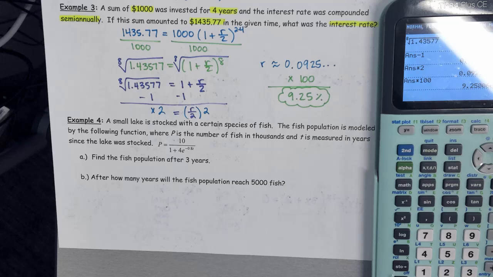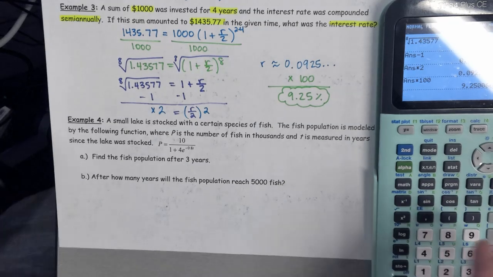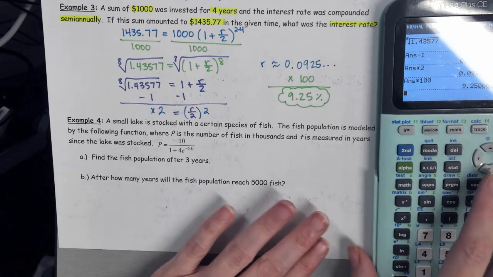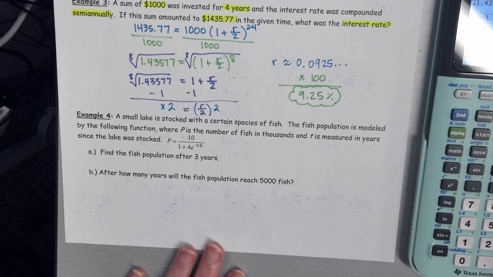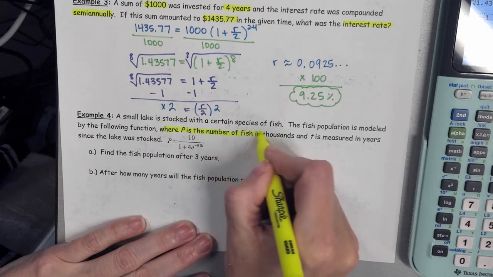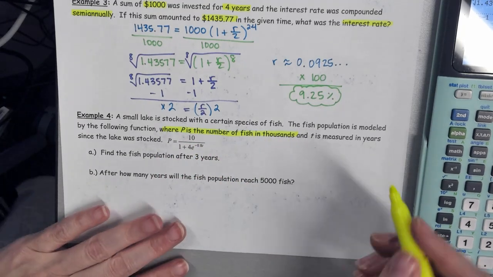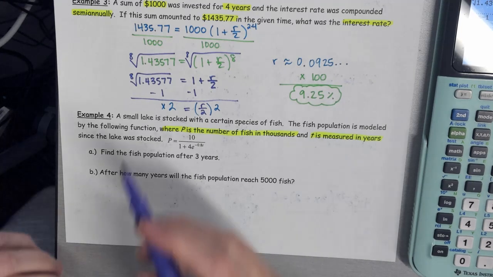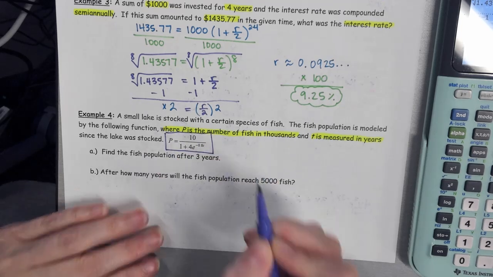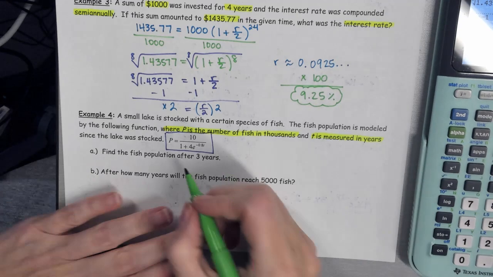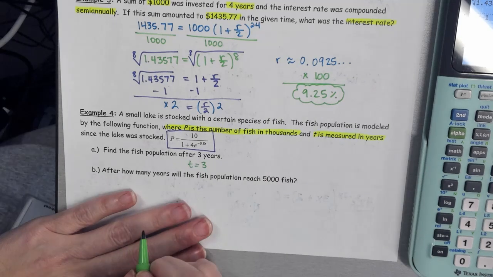All right, and then example 4: a small lake is stocked with a certain species of fish. The fish population is modeled by the following function, where P is the number of fish in thousands, and T is measured in years since the lake was stocked. So they give you this equation here. So we have to find the fish population after 3 years. So T is measured in years, so we can just plug in our T value, which is 3.